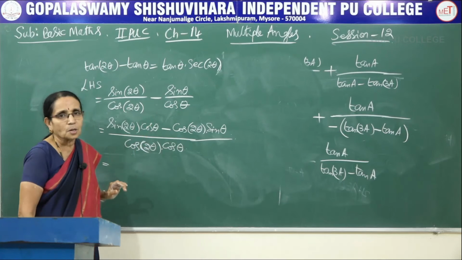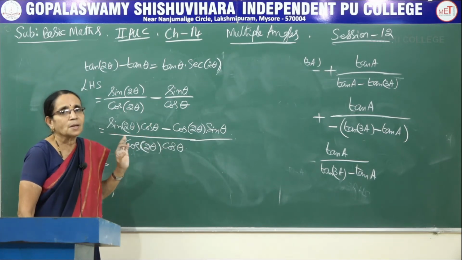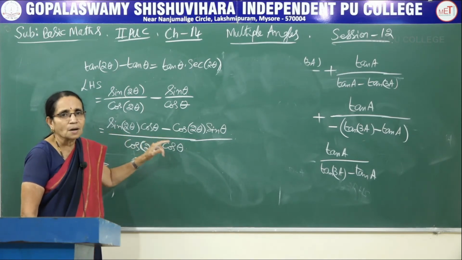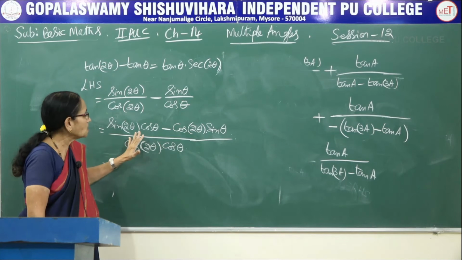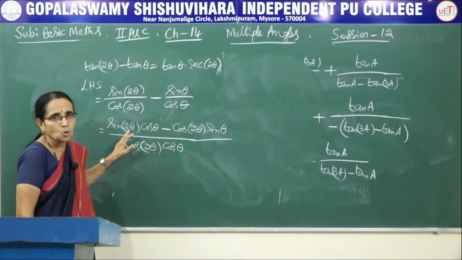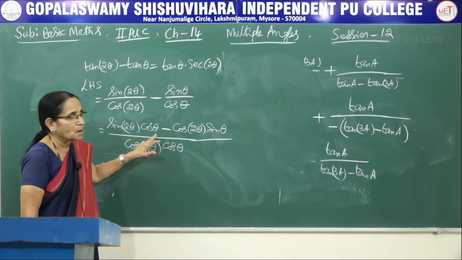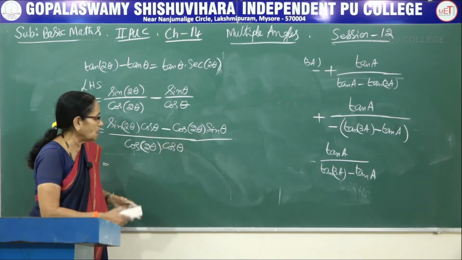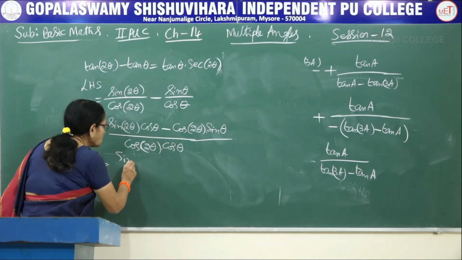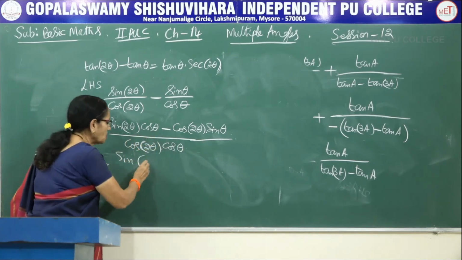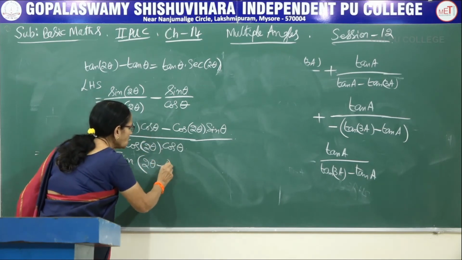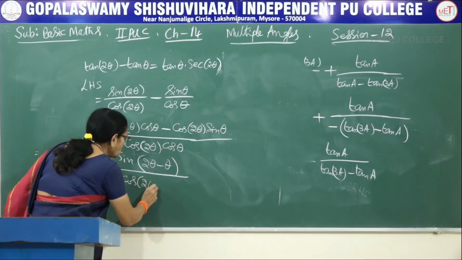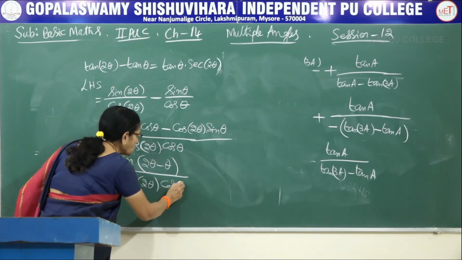In the compound angle formula, sin of A minus B, you have learnt about that one, sin A into cos B minus cos A into sin B. Here only the angles are different. A means 2 theta, B means theta. So it is sin A into cos B minus cos A into sin B. So we can write it as sin of A minus B. A minus B means 2 theta minus 1 theta, divided by cos of 2 theta into cos theta.